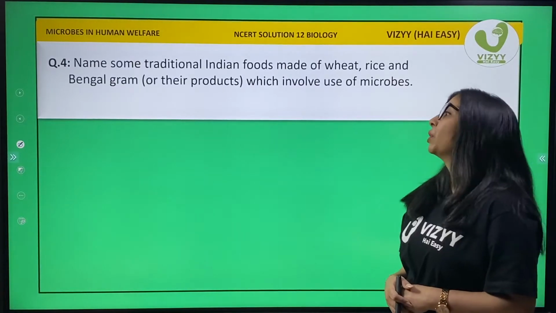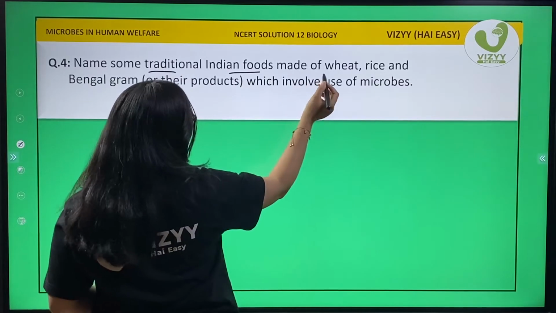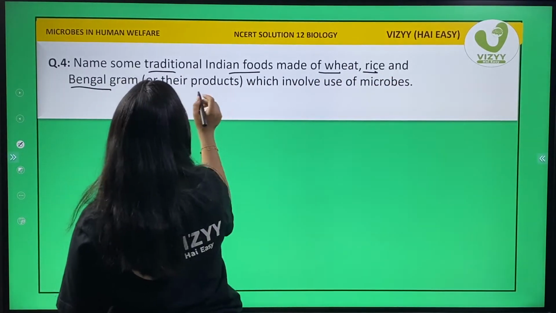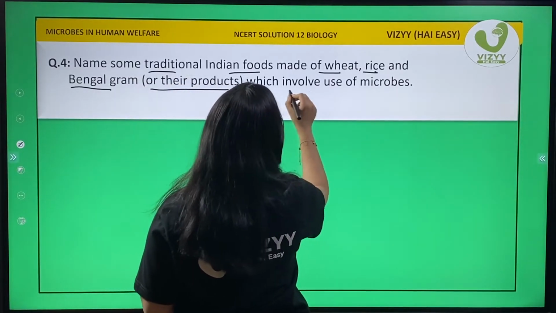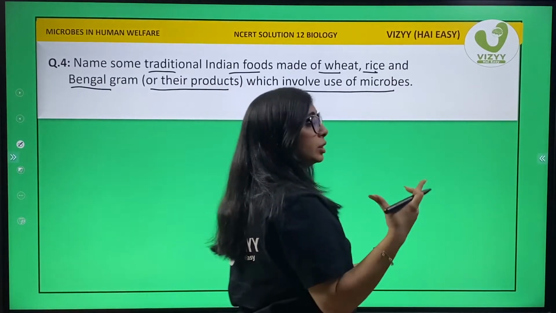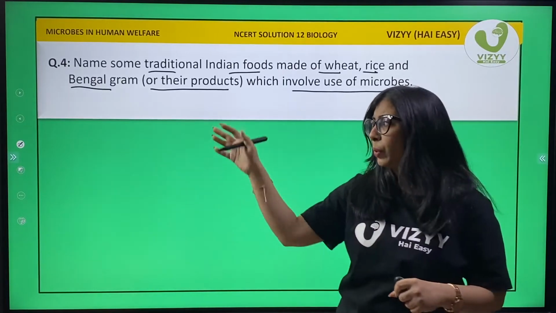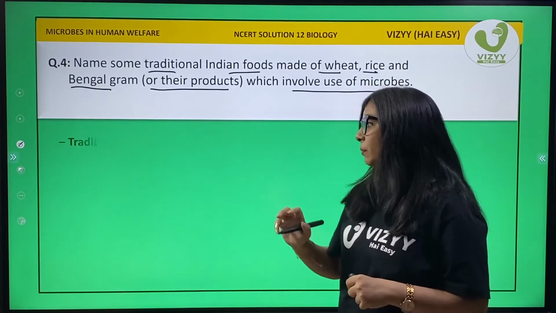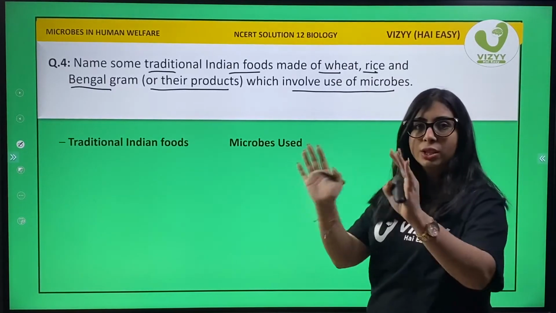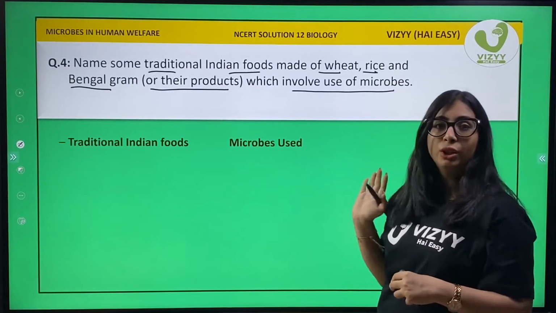Question number 4. Question 4 here says, some traditional Indian foods made with wheat, rice and Bengal gram or their products which involve use of microbes. Okay. Now, we make some food. Those foods use microbes. Which are those? Let's see. So, traditional Indian foods and microbes used. Just 2 columns. Name of the food and which microbes are used.